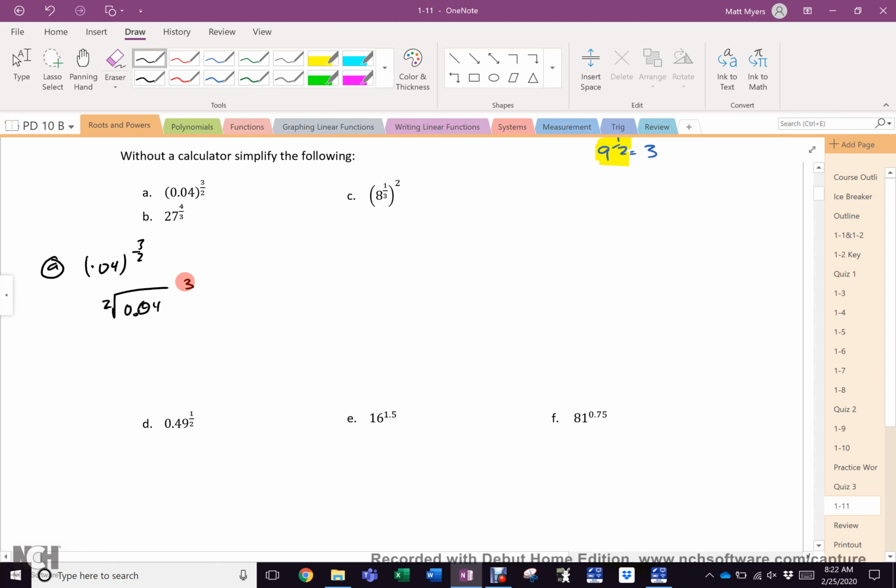Now listen to me carefully. Please notice this: the root of the base to the third power is exactly the same as the root of the base with the 3 under there with the radicand. These are exactly the same thing. Sometimes it is better to put the exponent under the radicand, and sometimes it's better to leave it outside.